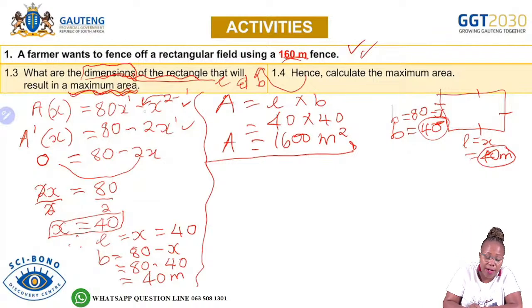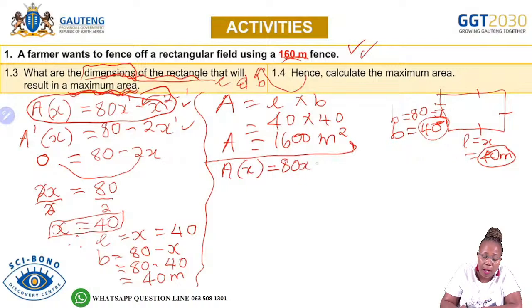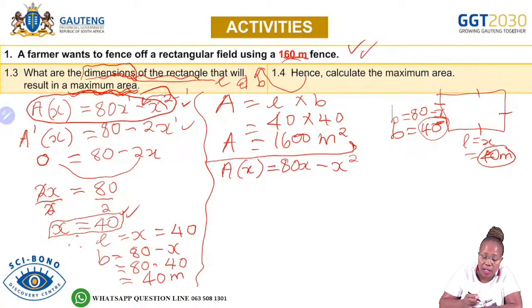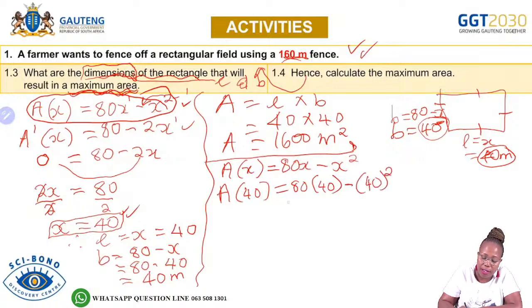Or you can use your area formula there. Our area, remember, in terms of x was 80x minus x squared. That is the initial area formula. So now if we want to maximize the area, we are going to take the x value that is maximized. Therefore, it will be A at 40. So this will be 80 into 40 minus 40 squared. And then grade 12, you put this into your calculator, it will give you the same value, 1,600 square meters.